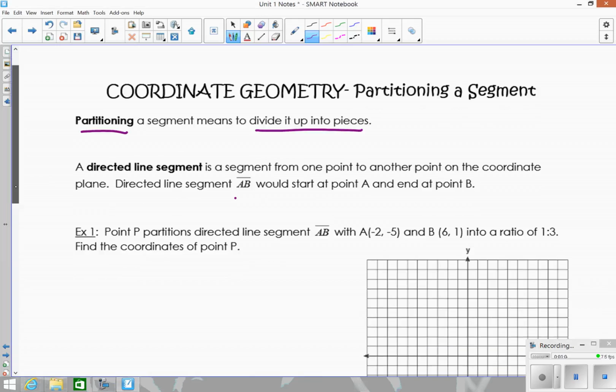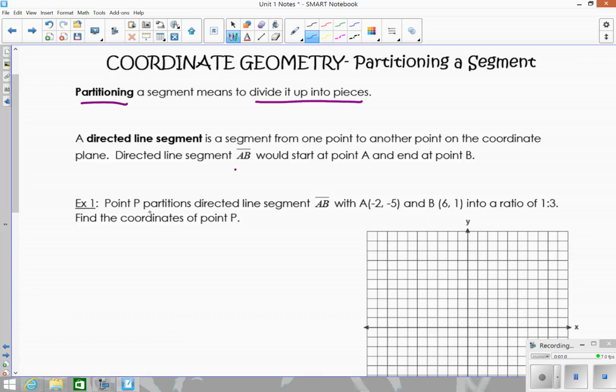If we look at example 1, we have point P partitioning directed line segment AB. That means we're starting at point A, we're ending at point B, and we're going to break it up with point P on this segment. And here are our coordinates. We want to break it up into a 1:3 ratio.